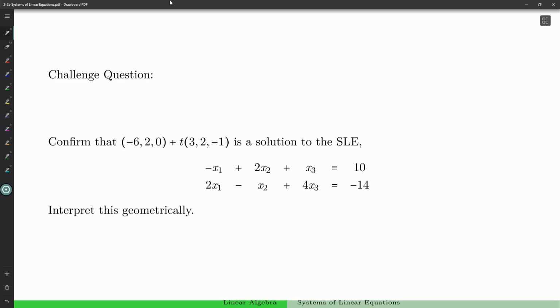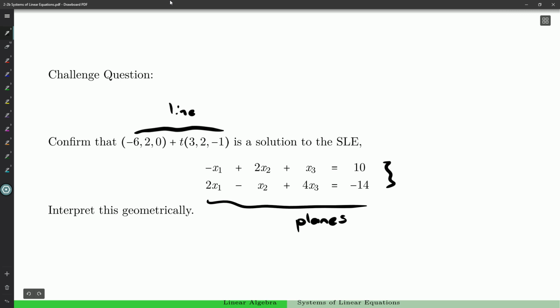Here we have another challenge question that's going a little beyond what we learned in the 2.2b lesson. Confirm that the line (-6, 2, 0) + t(3, 2, -1) is a solution to the system of linear equations presented here, and then interpret this geometrically. Well, we already recognize that this is a line, and that these are some planes, so that's introducing some geometry. We can do a little bit better.